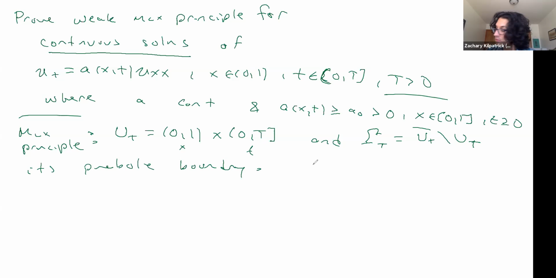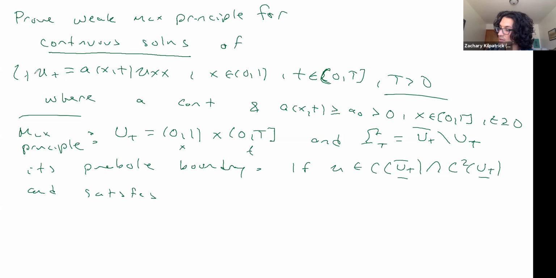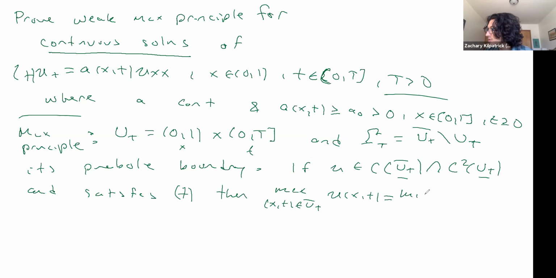So if u is continuous on the closure of U sub T, and it's C2 on just U sub T, and satisfies our IBVP there, then the following thing is true: the max over the closure is equal to the max over just the parabolic boundary.